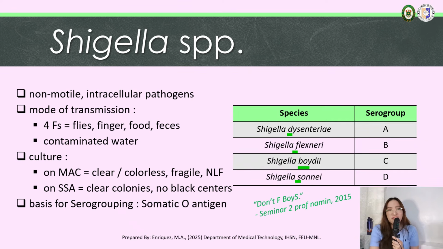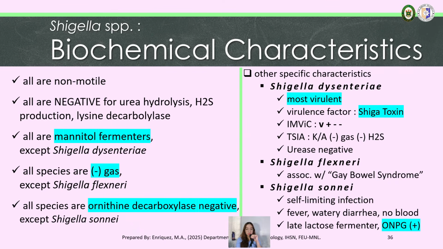But again, that's for the different serogroups of Shigella species. Let's first look at the general biochemical characteristics that are applicable to all four species, plus some exceptions. So first, all Shigella species are non-motile. All right. Now, if you would remember from our discussion on the general characteristics, 'di ba? Ano po yung mga non-motile Enterobacterales members? SKY, 'di ba? Sky: Shigella, Klebsiella, and Yersinia.